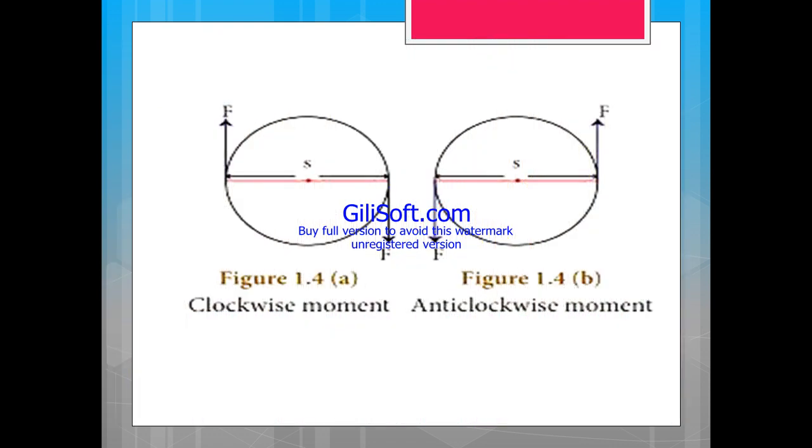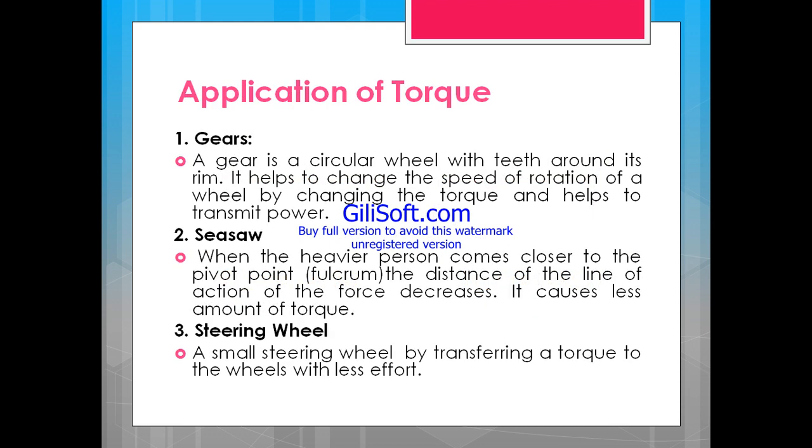And next thing, as I told you, clockwise and anti-clockwise direction, isn't it? In a watch, if you see, clockwise is left to right, and anti-clockwise is the reverse. The entire 24 hours is subdivided into 12 and the next half. So this clockwise moment and anti-clockwise moment are represented by these two figures. And now we are going to learn about the applications of torque.